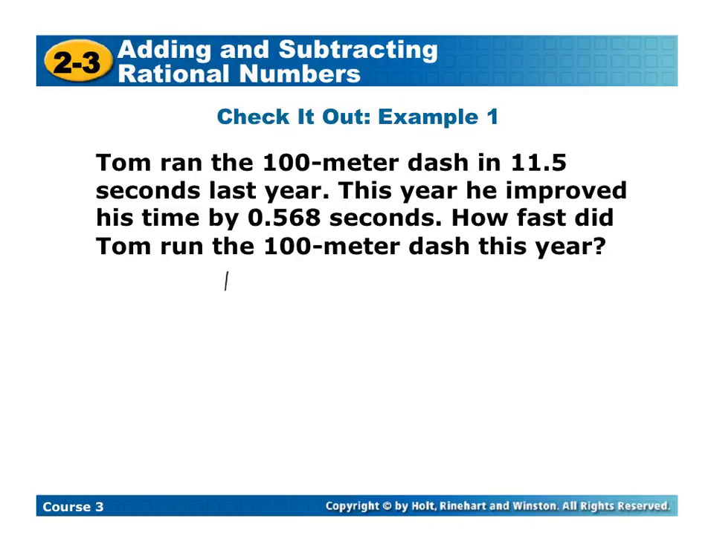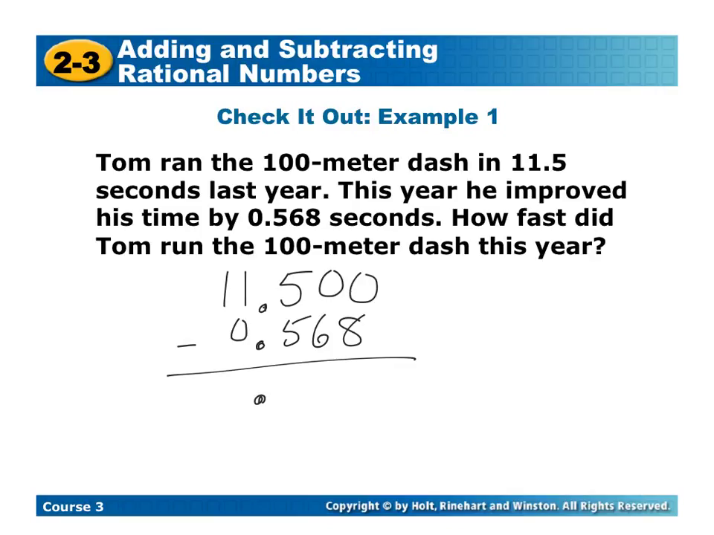So we're going to take the 11 and 5/10, and we're going to subtract how much faster he ran it, which is going to be 0.568. Here, notice I lined up my decimal points again, so I'm going to bring that straight down. What I'm going to do now is put in some 0 placeholders. We do that just so we have some digits when we're lining up.